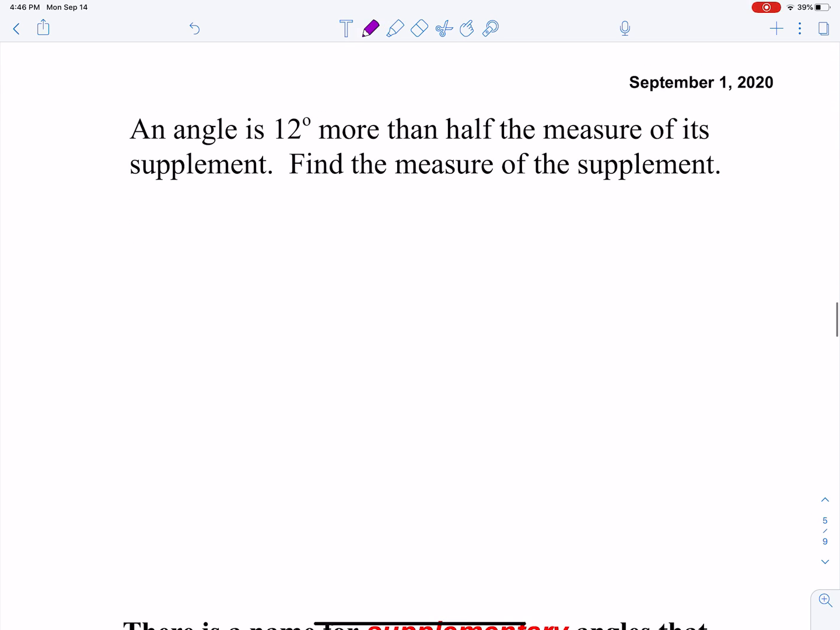This is a great problem for you to try on your own. It's the same type of problem, 12 more than half the measure, and this is supplementary. So go ahead and pause and give that a try.